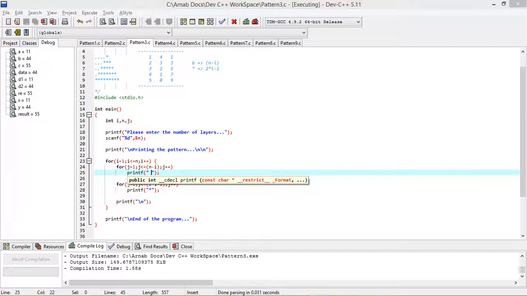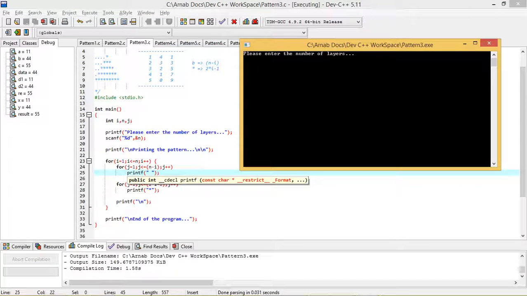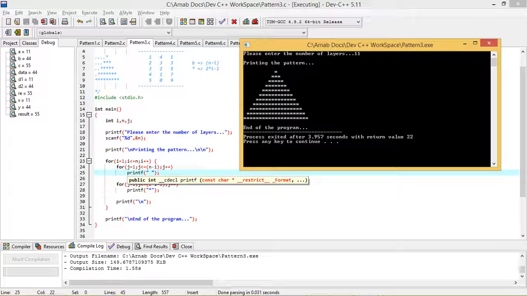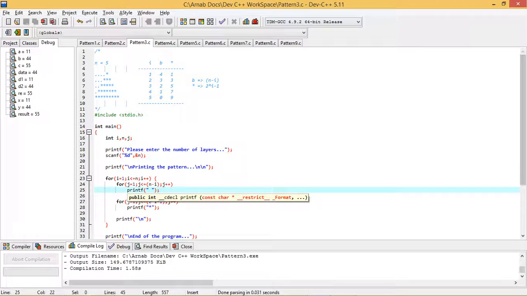I'm just executing the code once again. I'm putting here say 11. Now the pattern has been obtained. The dots are not coming, but the spaces are coming. So it is very difficult to count how many spaces are there. That's why in the initial tracing part we put dots there for better understanding. So in this way this pattern can be generated.